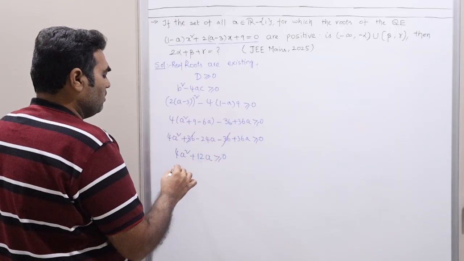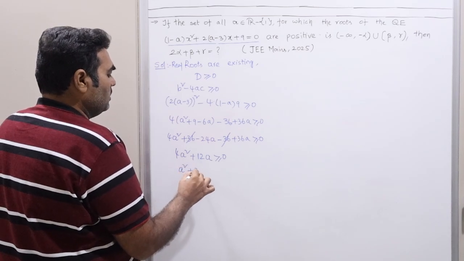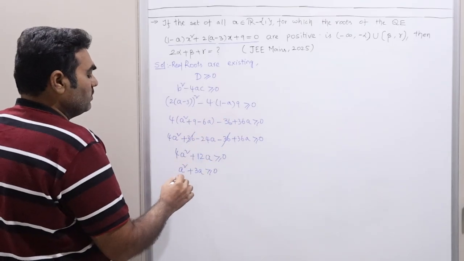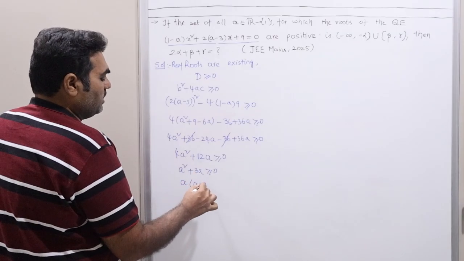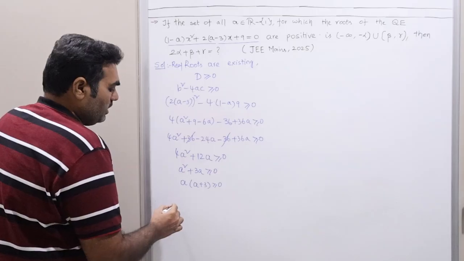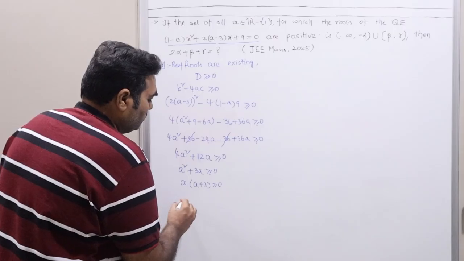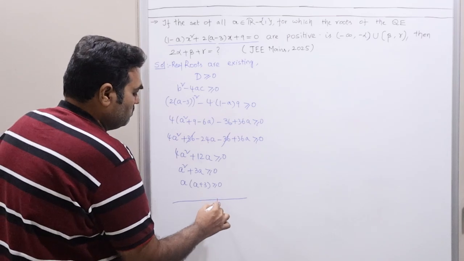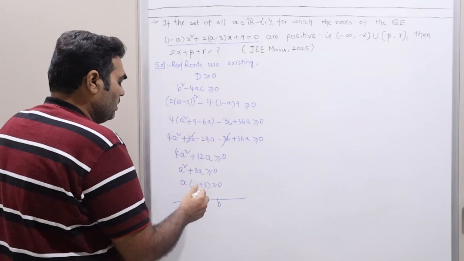Now if I take 4 common, I will get A squared plus 3A greater than or equal to 0. So 4 I can cancel here. Now I can take A common: A into (A plus 3) is greater than or equal to 0. So from here I can go through the wavy curve method. I hope you know about the wavy curve method. So the roots are 0 for A, and minus 3 for A plus 3.